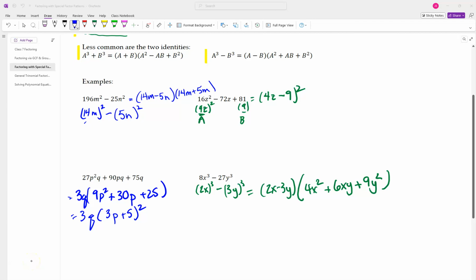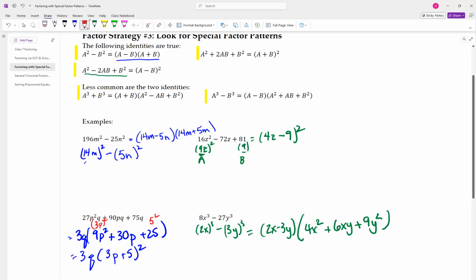Actually, in the first one, you might have to do some GCF work. If you look at the GCF, you find that it's 3q, so pull that out front, and you have 9p squared plus 30p plus 25. When I look at this, this is 3p all squared, and then the 25 is 5 squared, so that fit the pattern a squared plus 2ab plus b squared. That allowed me to write that.